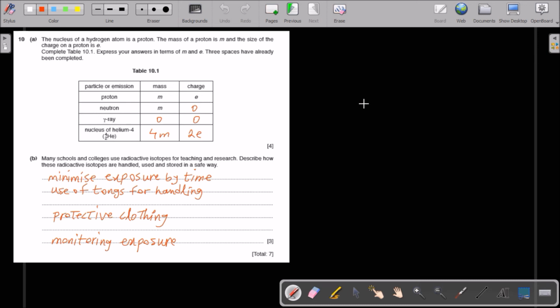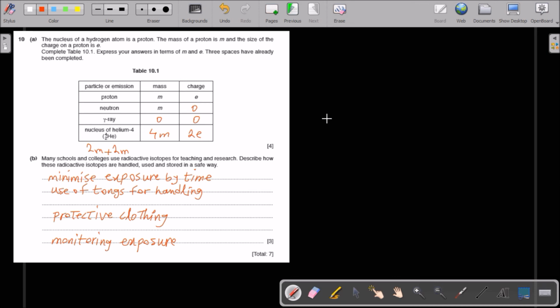For nucleus of helium, mass is 4 times mass of proton, because in nucleus of helium there are 2 protons and 2 neutrons. That's why 2m plus 2m will be 4m. So for helium you can write 2m plus 2m, so mass will be 4m. And charge is 2e because it has 2 protons and charge of 1 proton is e, so 2 protons means 2e.